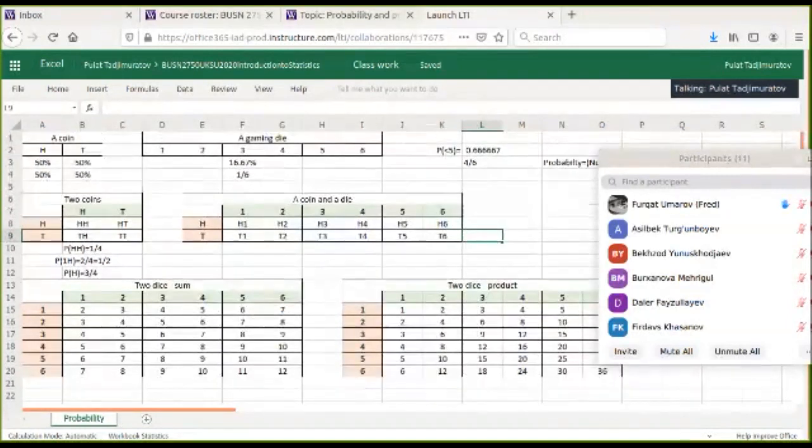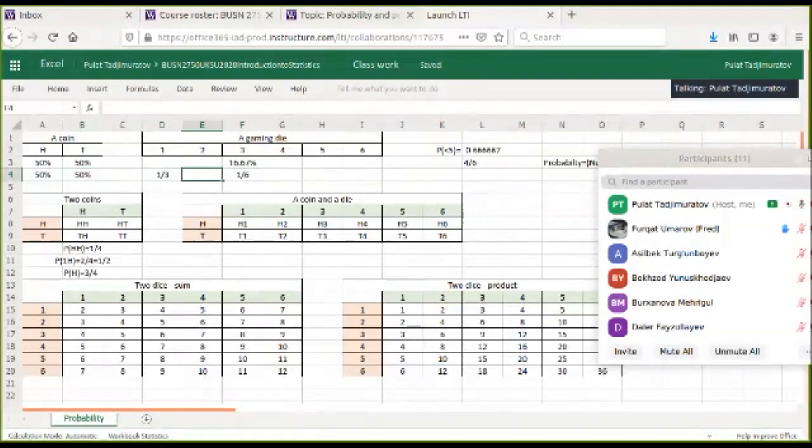And also, let's look here, for example, we have two outcomes for a coin. Each of them has a probability of 1/2 or 50%. And if you add up all the probabilities, 50% plus 50%, you get 100%, or you get 1. The same for a gaming die: 1/6 for 3, 1/6 for 1, 1/6, 1/6, and so on. And again, if you add them all up, you will get 1, because 6 times 1/6 is 1.